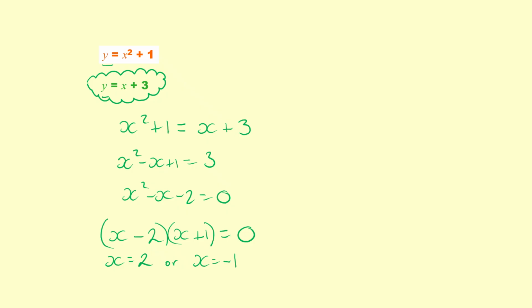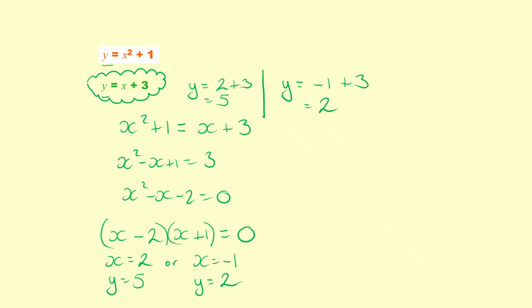So for this one, we want to find y. The first value of x we're using is 2. So 2 plus 3 equals 5. So when x equals 2, y equals 5. And if we now repeat that, but this time substituting in when x is -1, we can then find the other y. -1 add 3, that's going to get us 2. And there we have our solutions.